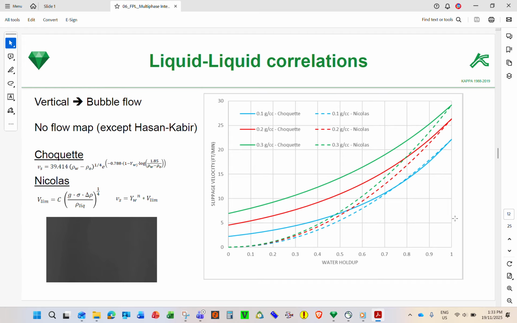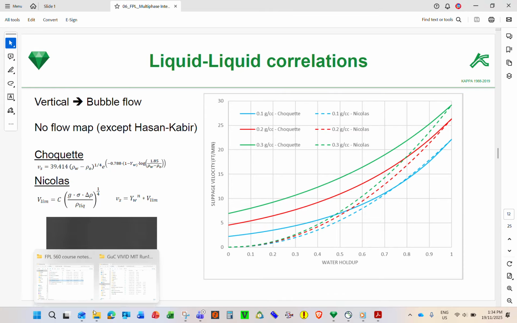So this is liquid-liquid. We have the Choquette, ABB, Nicholas correlations. If you would like to see the equations, just go to the paper. I think there is a PDF inside the Emerald program. So you go to Program Files and go into that one if you want to get into more detail on these equations.